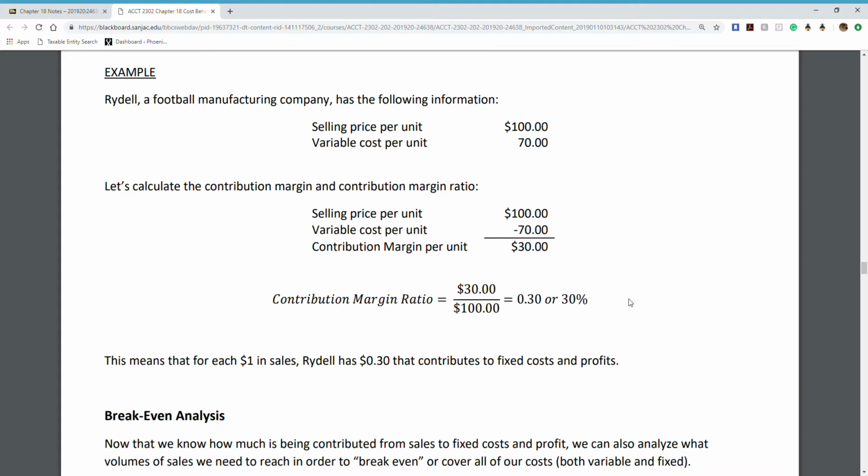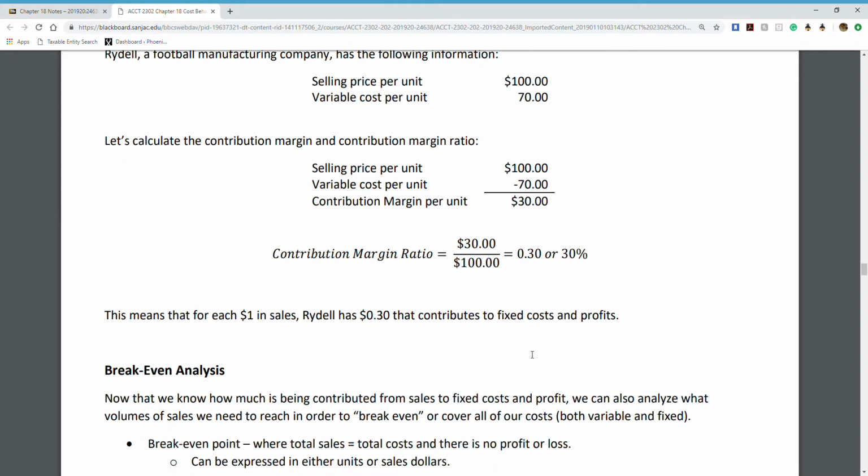So out of every unit we sell, we have 30 bucks that goes to either fixed costs or profits. And then the ratio in itself is $30 divided by 100, or about 30%. This means if we look at the ratio, every dollar we spend, 30 cents of that goes to either fixed costs or profits. Okay?